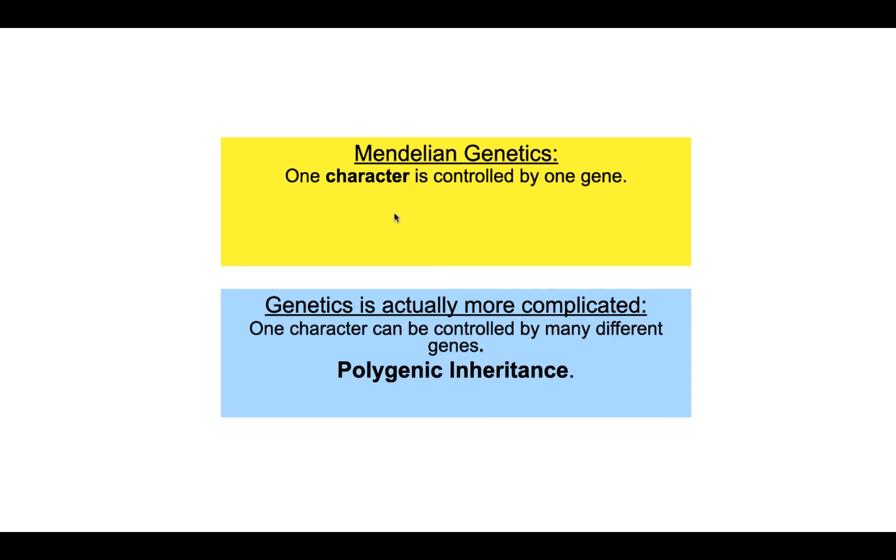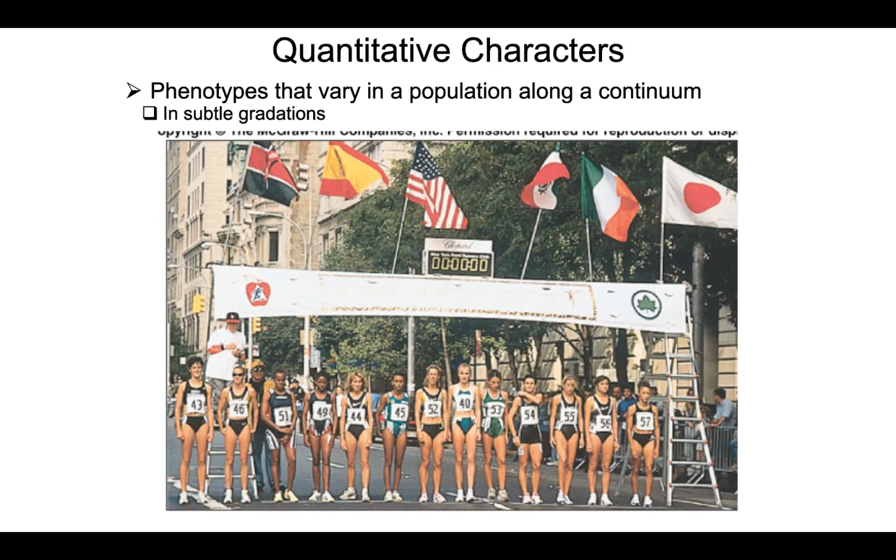Now, the reverse can also happen. So in Mendelian genetics, one character is controlled by one gene, right? So your flower color is only controlled by the flower color gene. The seed shape is only controlled by the seed shape gene. Well, that's not always the case. In fact, there are lots of characters out there that are controlled by many different genes, and that's called polygenic inheritance. And the most common type of character that will be polygenic are the quantitative characters.